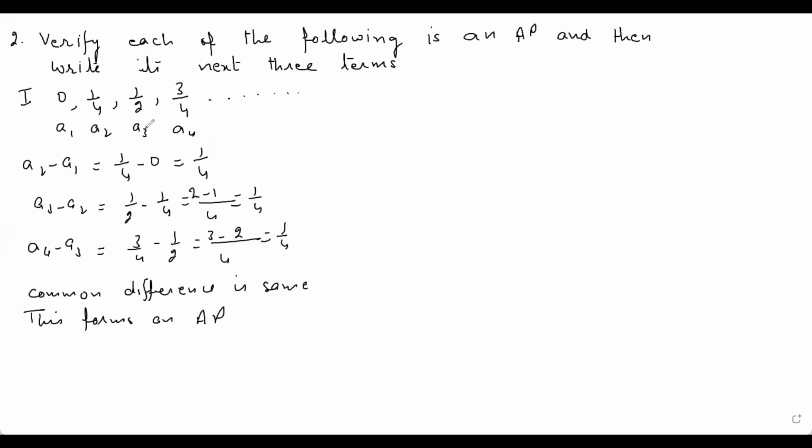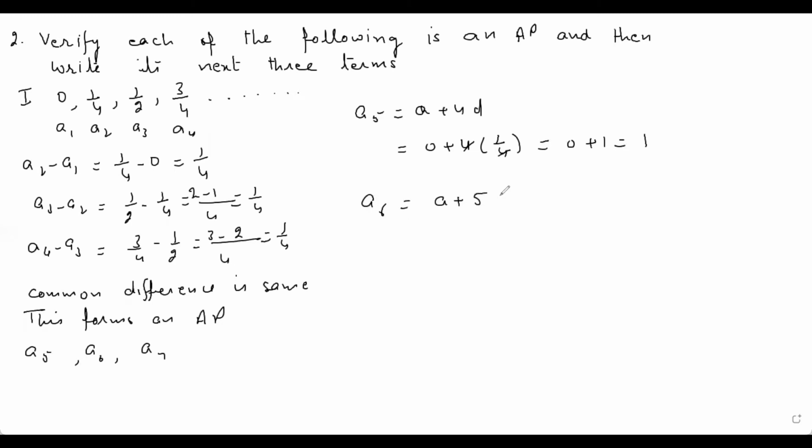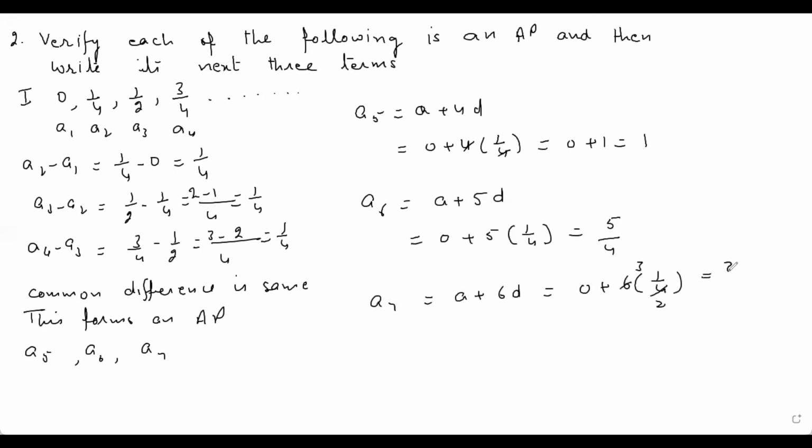Now this is a1, a2, a3, a4. So I am to find a5, a6, and a7. Now a5 is a plus 4d. Now here a is 0, and d is 1 by 4. That is equal to 0 plus 1, that is 1. Now a6 is a plus 5d, is 5 by 4. And a7 is, that is 3 by 2. So next 3 terms will be 1, 5 by 4, and 3 by 2. This is how you will do this sum.